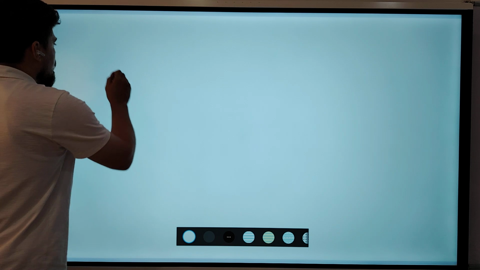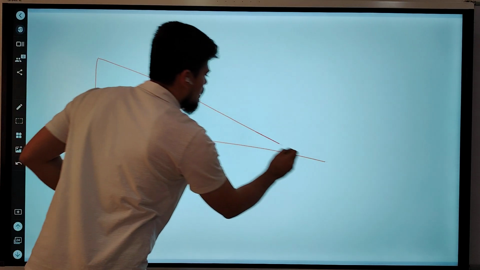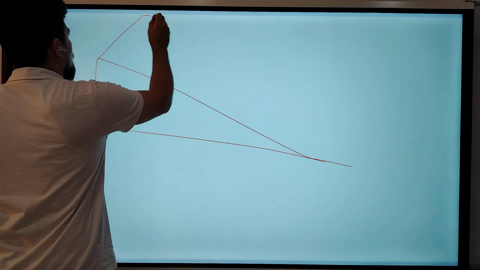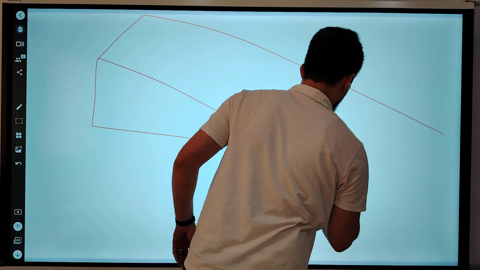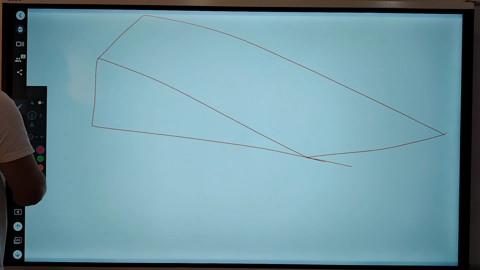Let's draw a figure. Assume that there is a hill, an incline. So we have two children with two tires.